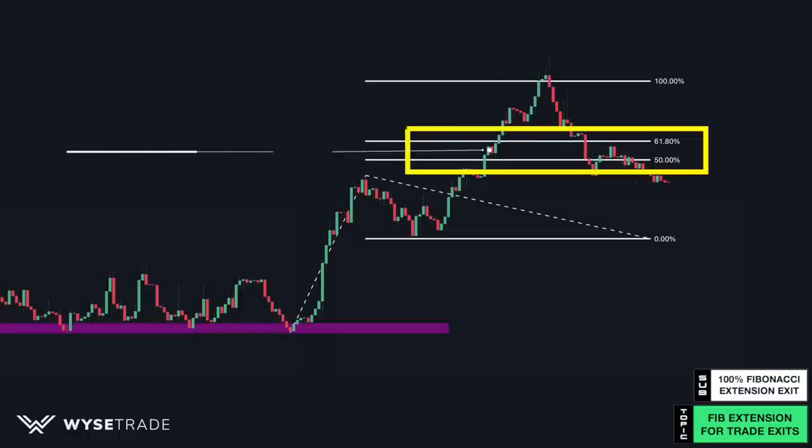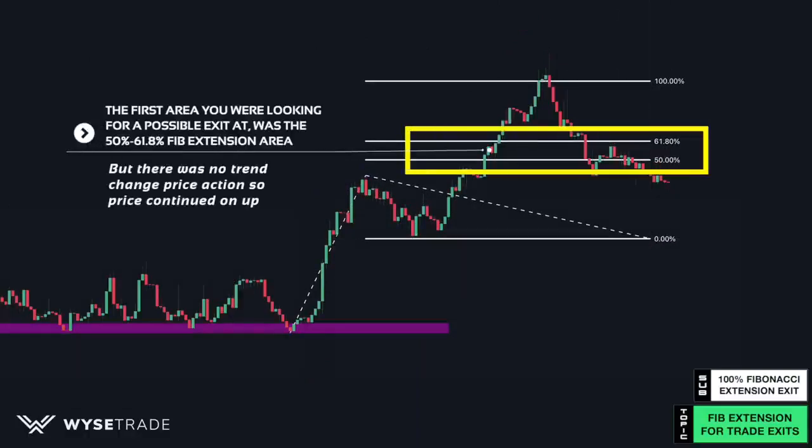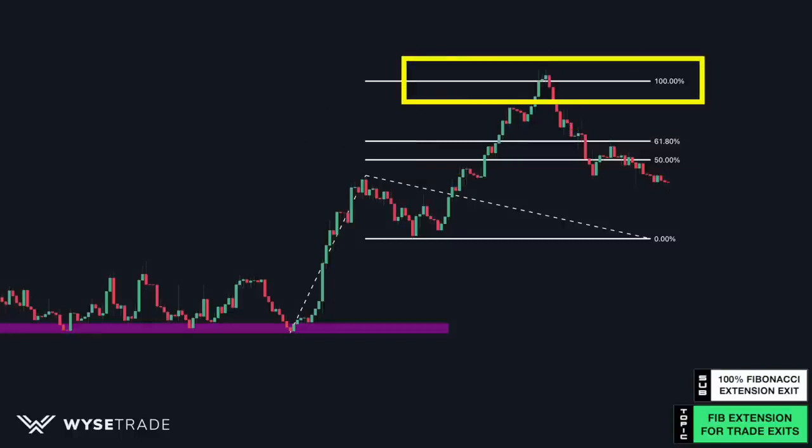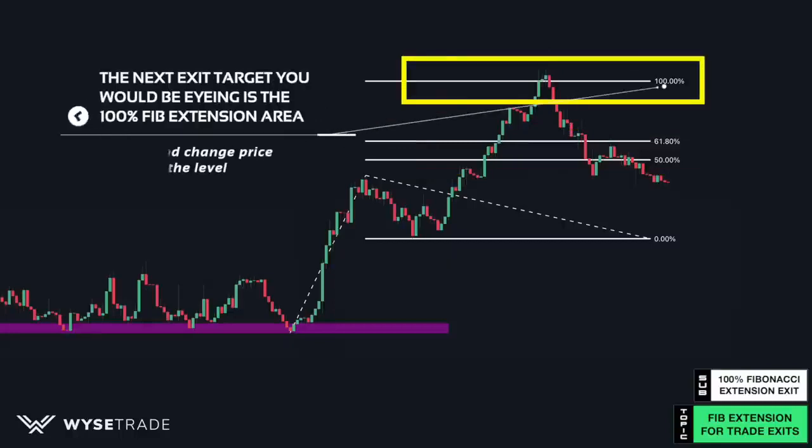The first area you were looking at for an exit was the 50% to 61.8% fib extension area, but there was no trend change price action and price continued on. Then the next level you would be eyeing for a possible exit is the 100% Fibonacci extension level here.